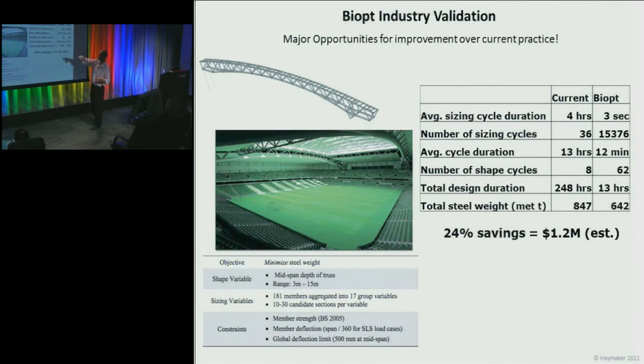So here's a steel stadium roof, and you can see that we're able to really reduce structural steel weight by a significant amount, 24% in this case. I show this example because I feel like there's incredible fat in our buildings.